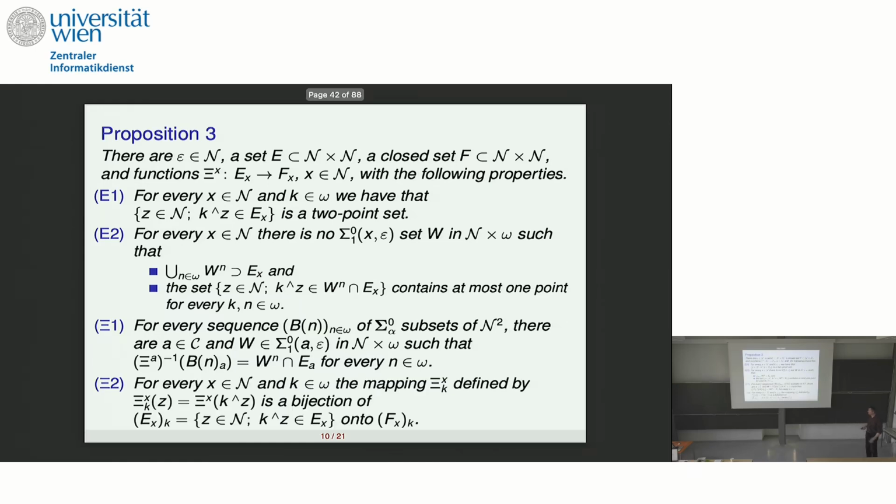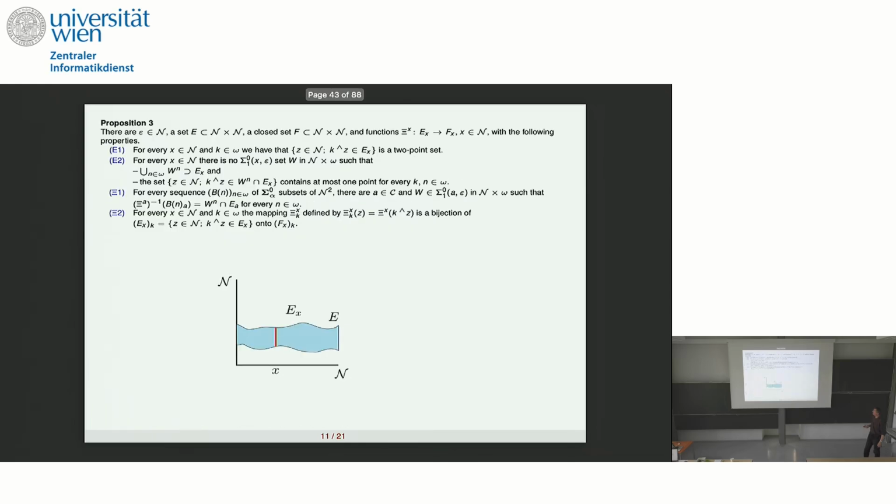And the last condition says that this mapping xi x, more or less, sends these sections to these sections. This is a bijection between any two sections of this type. Okay, let me use some pictures to illustrate this result.